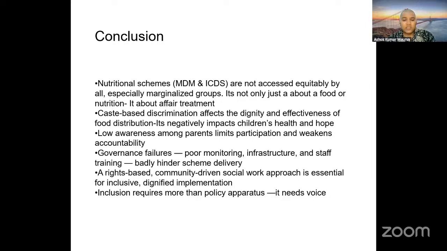A rights-based and community-driven social work approach is essential to make this scheme more effective, because most schools do not have any counselor or social worker who can go and counsel the children. They can become a bridge between the school, the community and the teacher. So if we use the rights-based approach, the scheme becomes better. And inclusion is not about just making a policy. It is about hearing the voices. It means really noticing that there is an issue, and it must be addressed, and in different cases it might be addressed differently.